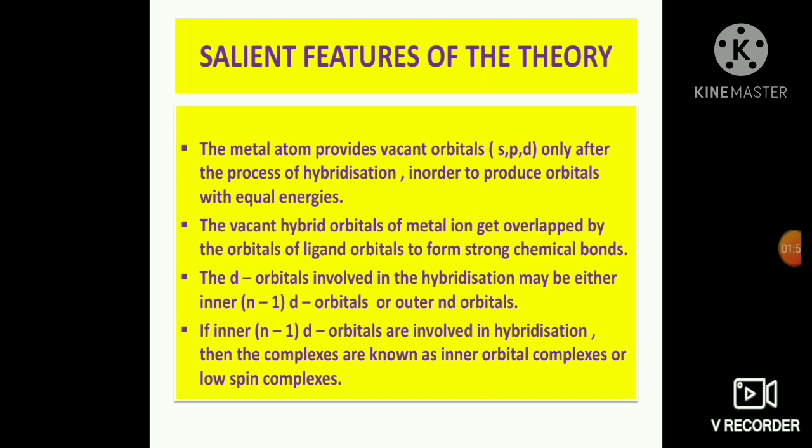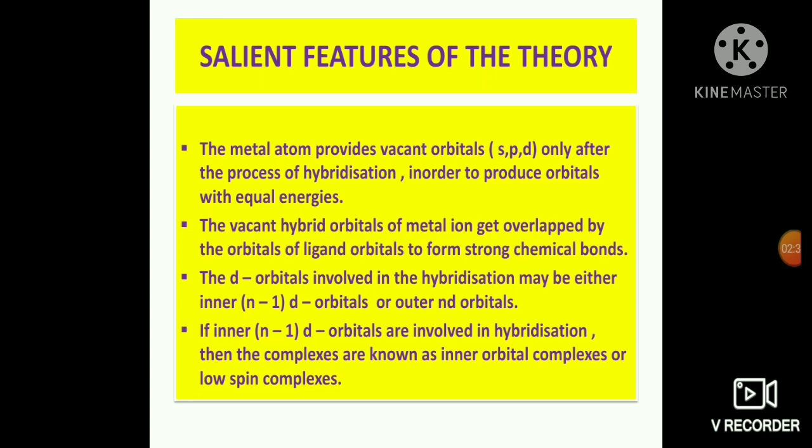The vacant orbitals of the metal ion now get overlapped with the orbitals of the ligands to form strong chemical bonds. The benefit of the involvement of hybrid orbitals is that after overlapping we get strong and stable complexes. Moreover, these hybridized orbitals, that means an equivalent set of hybridized orbitals, will have definite directional properties. So these hybrid orbitals now overlap with the ligand orbitals to form strong chemical bonds.